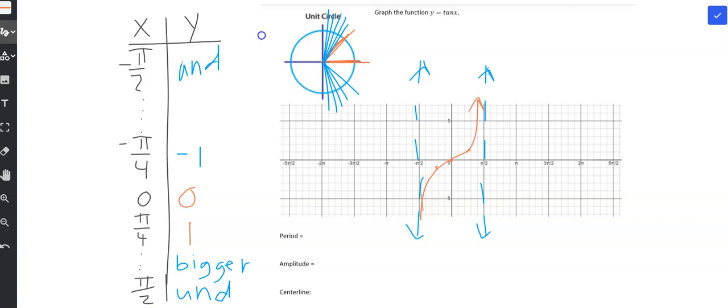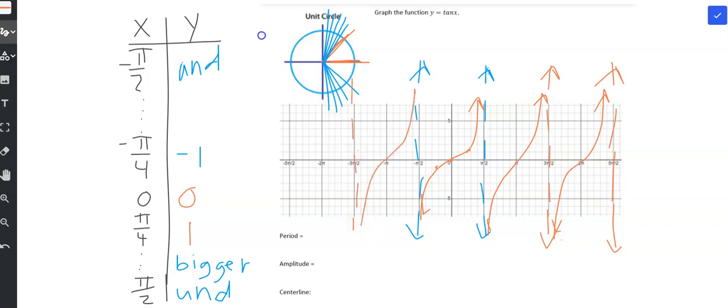And yes, I know that looks an awful lot like y equals x cubed, but y equals x cubed doesn't have vertical asymptotes. What's the period of this function? Look at it with me. How long does it take to complete the pattern over and over? It is only 1 pi. Thank you very much. It is not 2 pi.